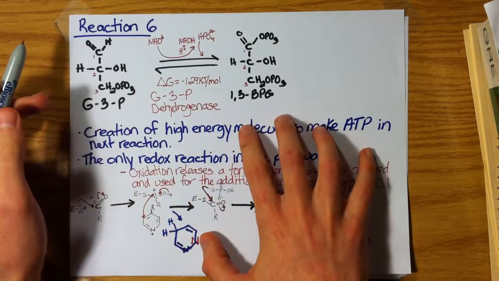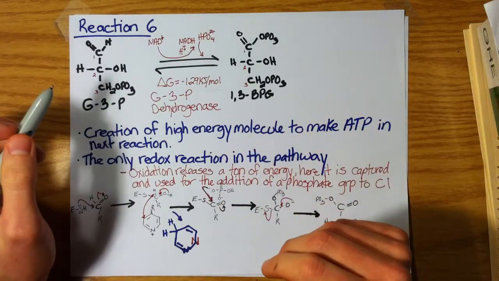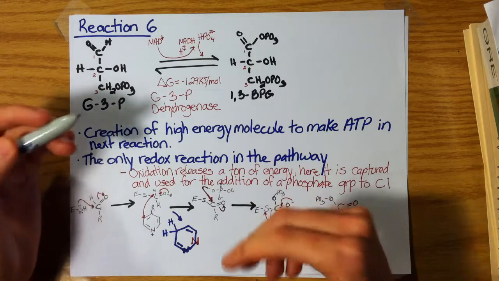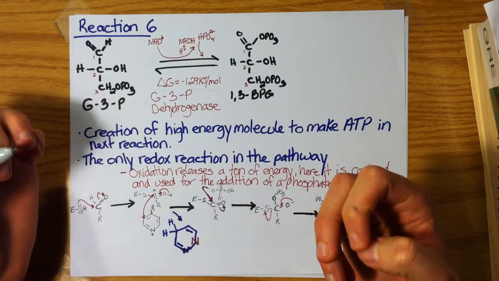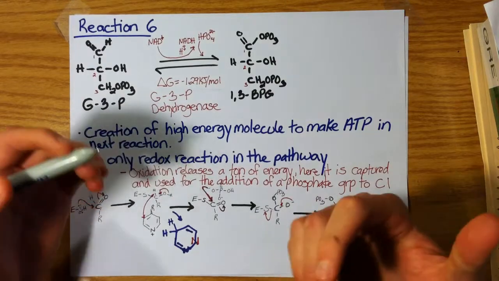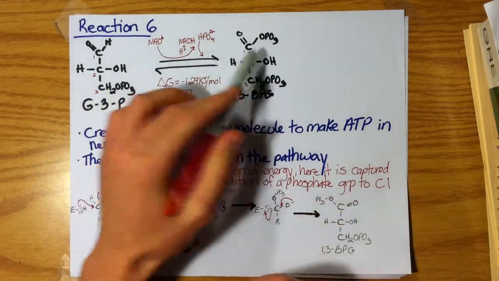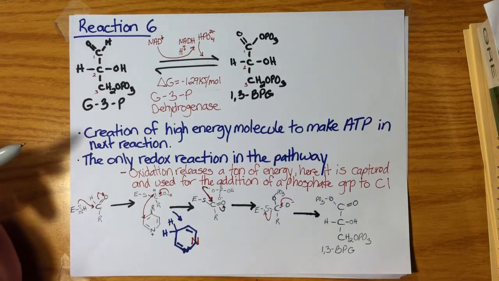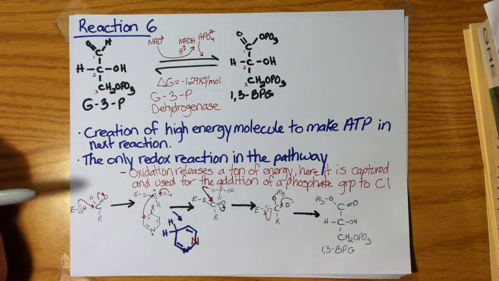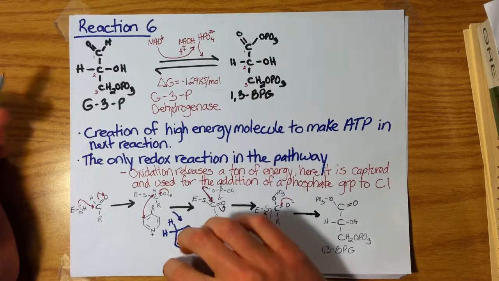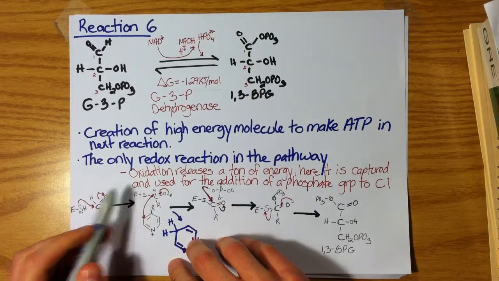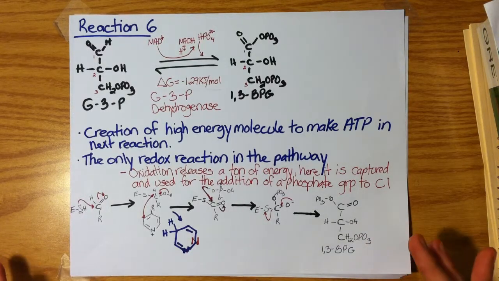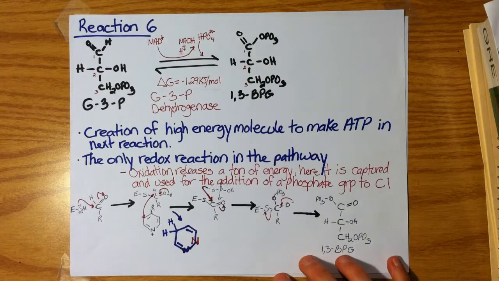Believe it or not, 1,3-bisphosphoglycerate has a lot more energy in it than ATP does, which is why we can extract, as you'll see in the next reaction, one of these phosphates off to make ATP. It's a downhill reaction, it's favorable. And like I've said, it's the only redox reaction in the pathway. And so I just wanted to go over the mechanism because I think it's very interesting. It's not necessarily to know, but I'm going to go over it.